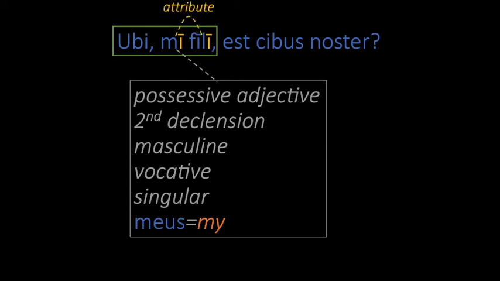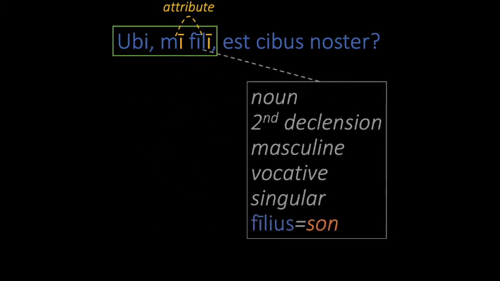That noun is fili. Recall that this is one of the ius nouns that form the vocative singular with an I instead of an E. This is a vocative singular form which identifies the person to whom the sentence is addressed. So the phrase is, where, my son?